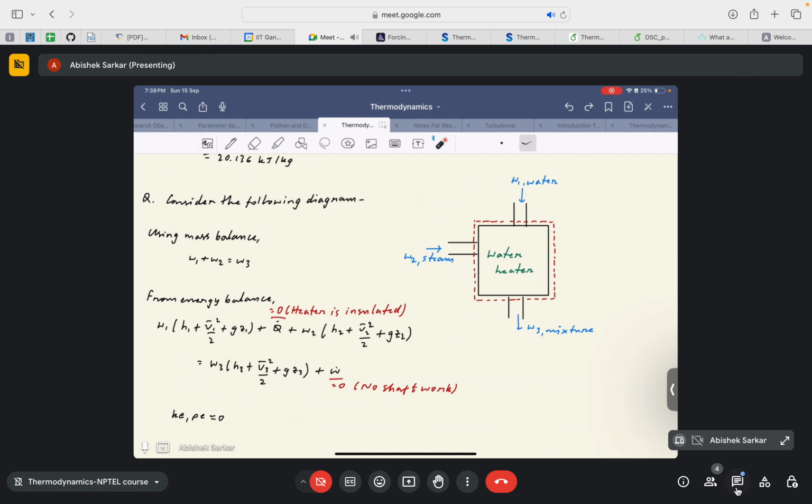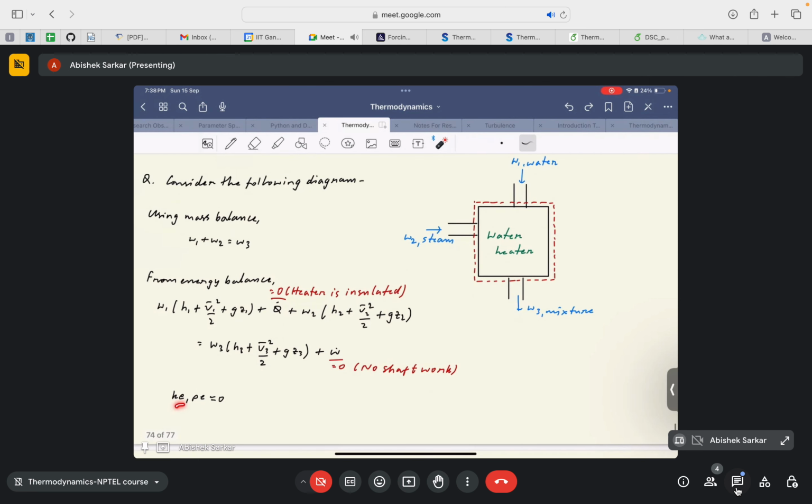From the energy balance, you will have w1 times h1 plus v1 square by 2 plus gz1 plus q dot, plus w2 times h2 plus v2 square by 2 plus gz2, because there are two inlets so you need to consider both of them, equal to w3 times h3 plus v3 square by 2 plus gz3 plus w dot. Here both heat and work interactions are 0. I have already explained why heat interaction is 0: this heat interaction is primarily between the system and the surrounding, and the purpose of a heat exchanger is to have heat interaction within the system between the streams of fluid. So this q dot would be 0.